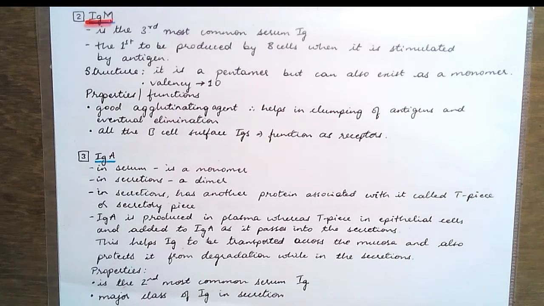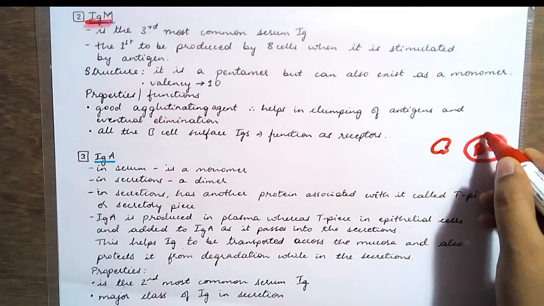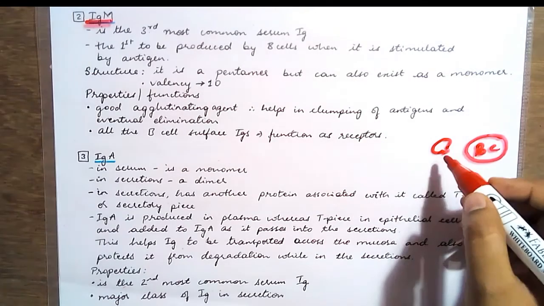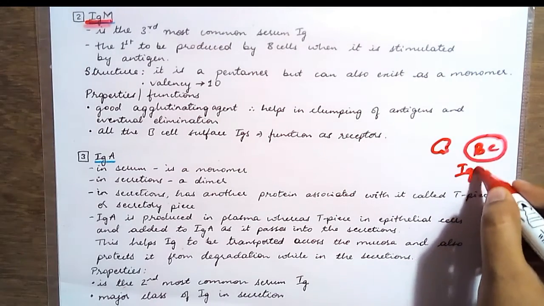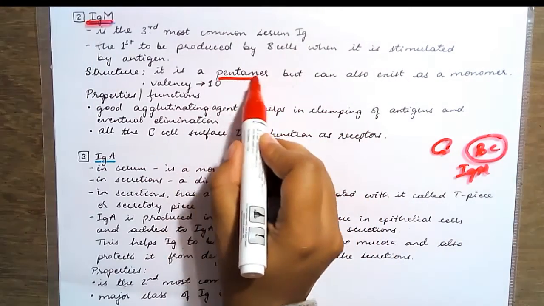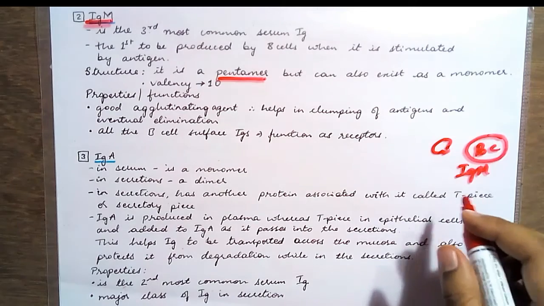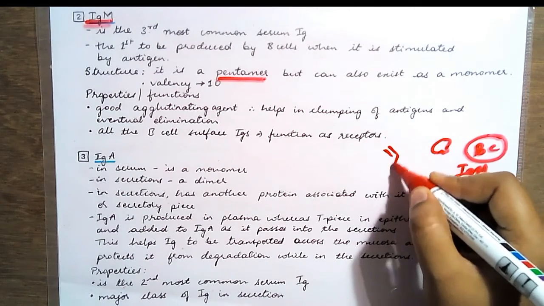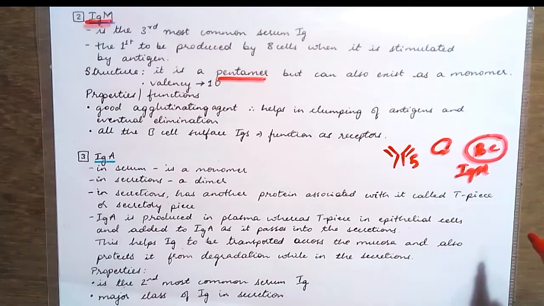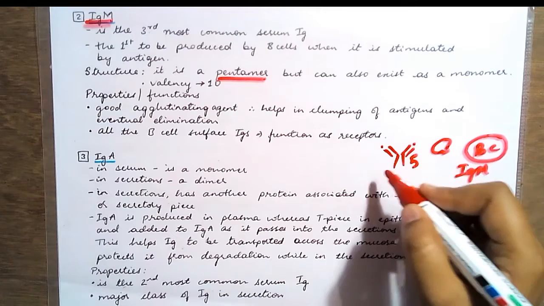This is the third most common serum immunoglobulin, and it is the first to be produced by B cells when it is stimulated by an antigen. The first immunoglobulin that this B cell produces at the time of infestation by an antigen is this IgM. Structure: it is a pentamer, by which I mean that it has 5 such immunoglobulin units. The Y-shaped units, this IgM has 5 such units, and thus its valency is 10.